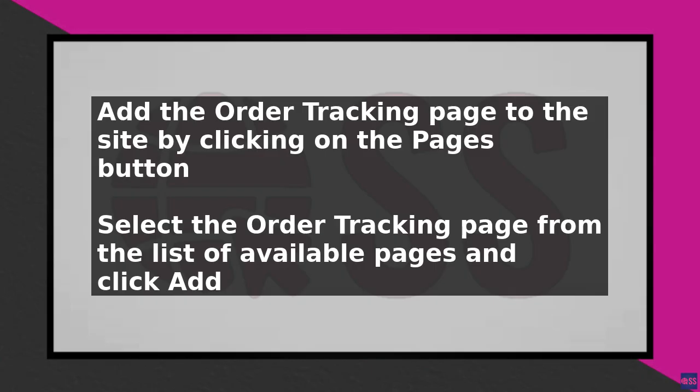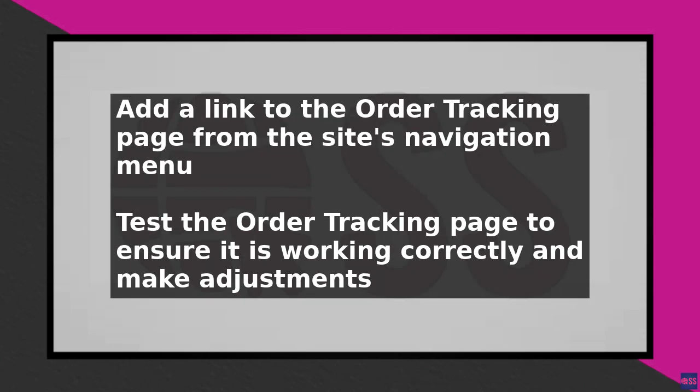To make the order tracking page visible to your customers, you need to add a link to it from your site's navigation menu. Go to the Menu button on the top bar. Click on the Add Item button, and select the order tracking page from the list of available pages.